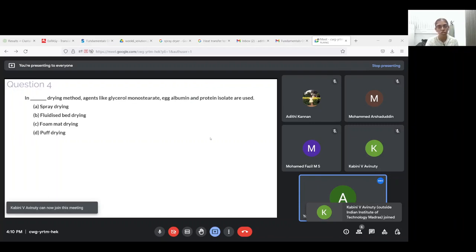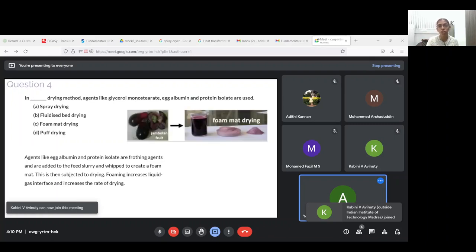Yeah, the answer is C. So the common among all these agents is that they tend to froth a lot. If you start whipping all these agents, they'll tend to froth a lot, and all these are very edible agents as well. So agents like egg albumin and protein isolate are frothing agents, and these are added to your food products, and they are whipped continuously to form a stable foam.